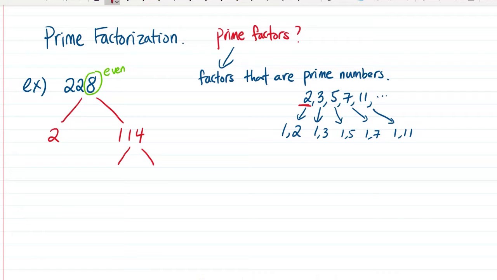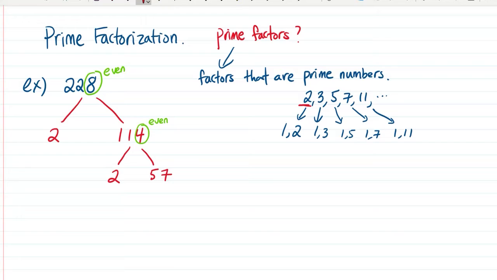So let's try dividing by 2 again. We're going to keep dividing by 2 until we can't. 114 is also an even number because the last digit is even, so we definitely know that it will be divisible by 2. 114 divided by 2 will be 57. And let's do one more. 57: the last digit is not even, so 57 is not an even number.